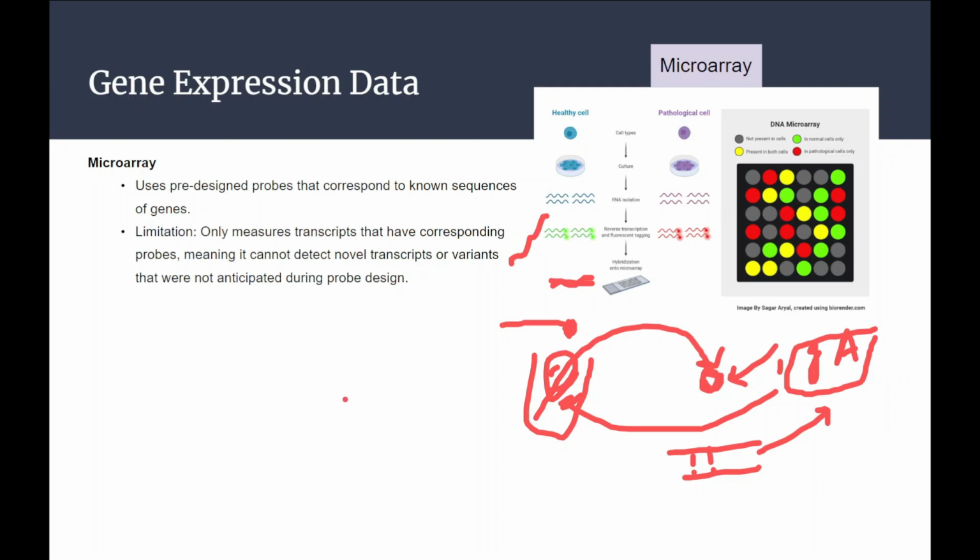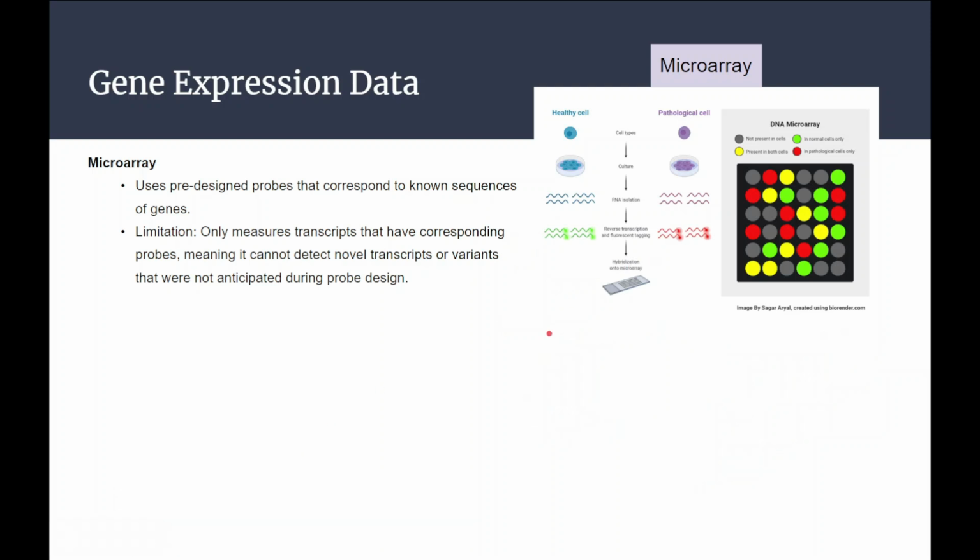So this is the concept of the microarray. But there are limitations. The limitation is that we are just measuring transcripts based on probes. It means we can target 5 transcripts, 10 transcripts, let's say, but we can't capture novel transcripts or rare transcripts, or find new variants. So these things we can't do with microarray.